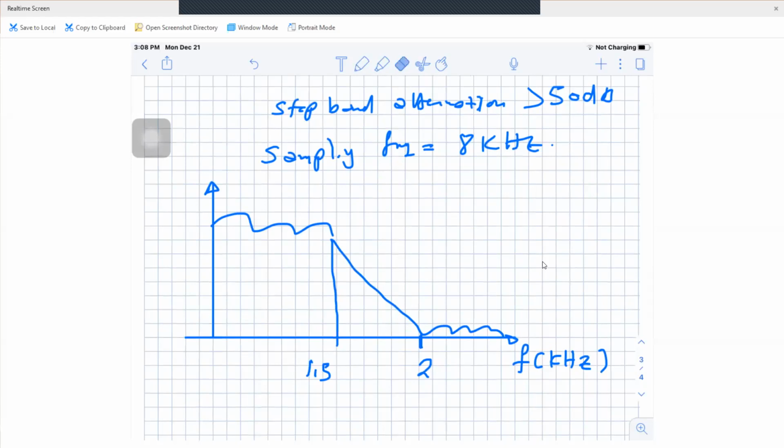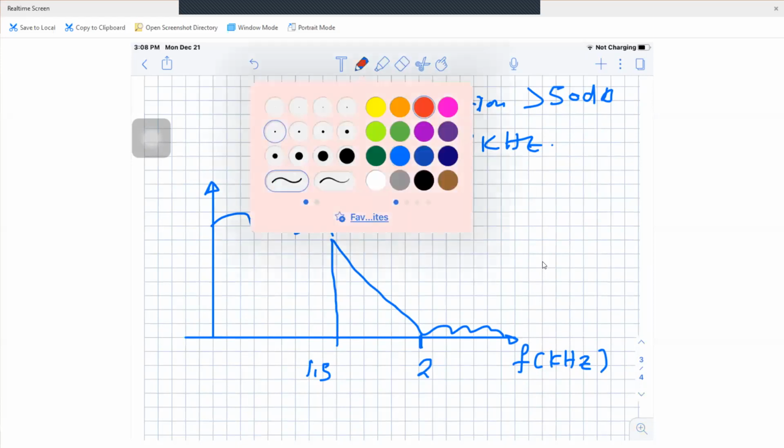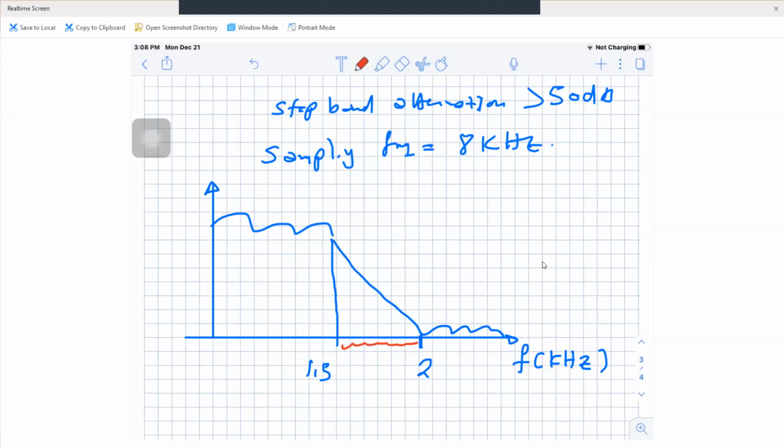Look, the passband region is 1.5 kilo. The transition width is 0.5. I mean, the second region, the transition width, is 0.5 kilo. So the stop band edge will be at 2 kilo.